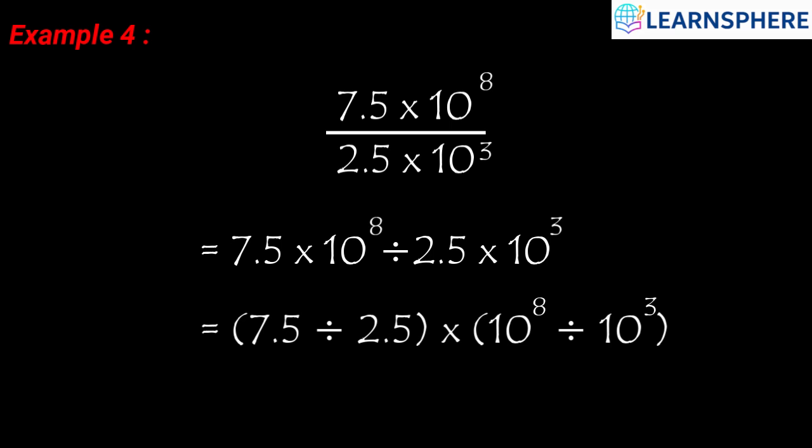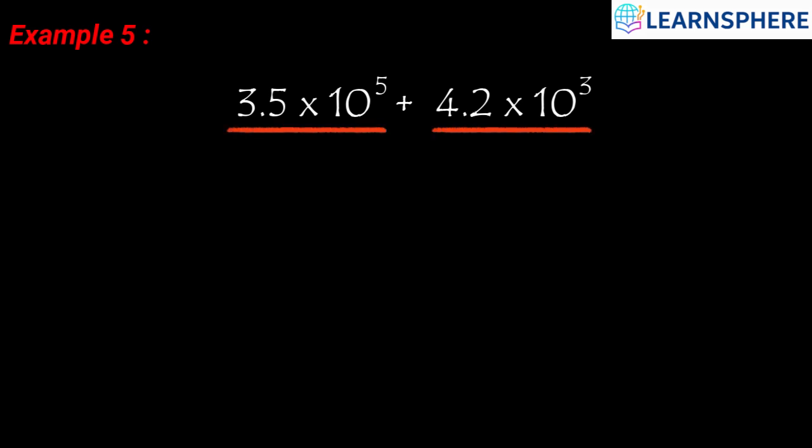Then we can simplify them. 7.5 divided by 2.5 gives us 3 times, and 10 to the power of 8 divided by 10 to the power of 3. As the bases are the same and are being divided by each other, we have to subtract the powers, and it will be 10 to the power of 5. And as 3 is a value between 1 and 10, we have this answer already in standard form.